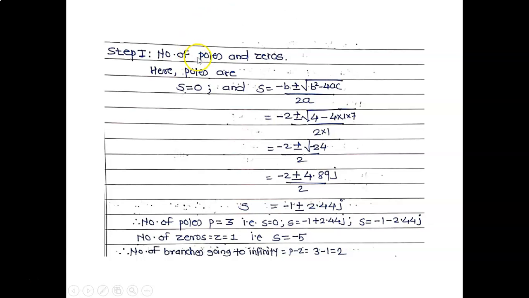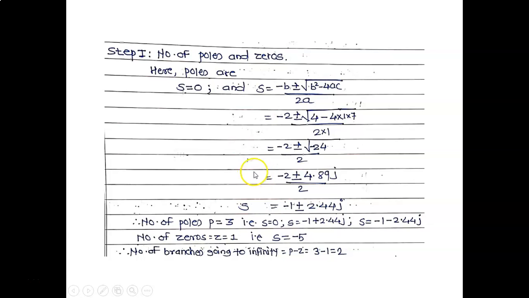Therefore, step 1, number of poles and zeros. Here poles are s is equal to 0 and s is equal to the roots of that quadratic equation. We have to find out its roots. s is equal to minus b plus minus square root of b square minus 4ac divided by 2a. Therefore s is equal to minus 2 plus minus square root of 4 minus 4 into 1 into 7 divided by 2 into 1. Therefore s is equal to minus 2 plus minus square root of minus 24 divided by 2, which is equal to minus 2 plus minus 4.89j divided by 2. Therefore s is equal to minus 1 plus minus 2.44j.